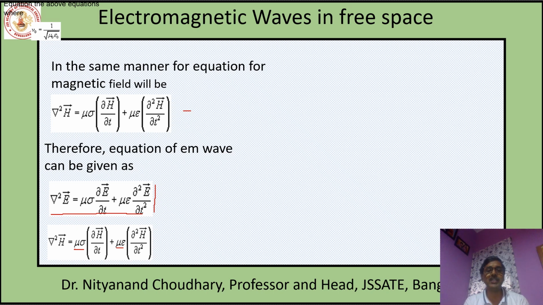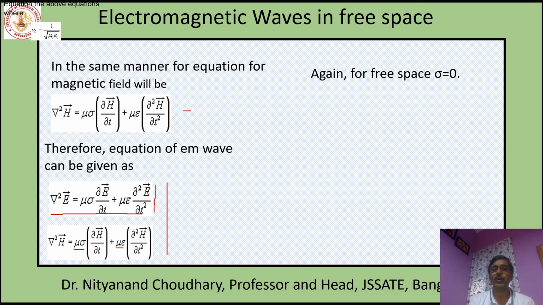Alright, so this is the equation for your electromagnetic waves, where both the electric components and magnetic components are always together. The graphical representation, maybe I will show you in the next class. Now let's find out the equation of velocity of light in free space. This is what I am going to do.